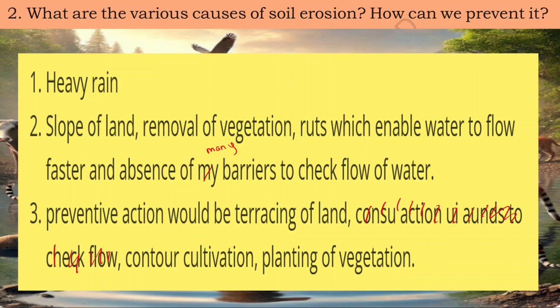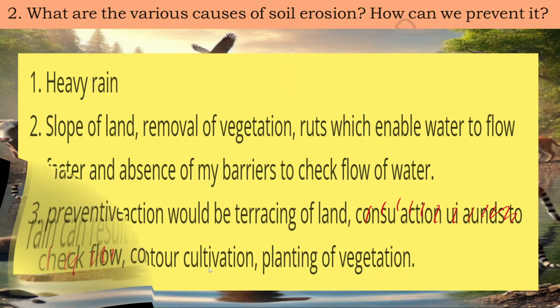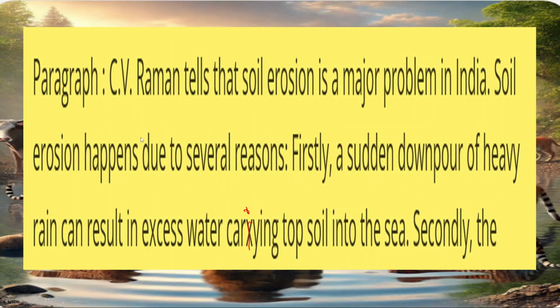This is okay. Leave it. It is not typed correctly. Contour cultivation, planting of vegetation. Bunds are constructed on the land stepwise. That is called the construction of bunds to check flow. Now the paragraph. C.V. Raman tells that it is in the paragraph. Those are the points that make you easily remember the whole thing. Main points are those you have to include in that. A little bit artistically it is written.